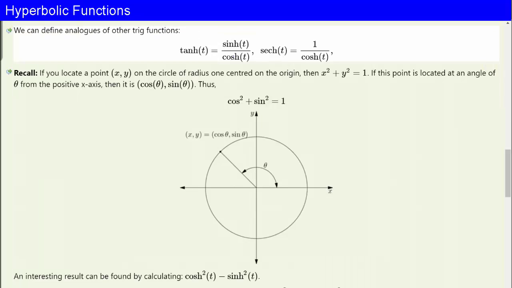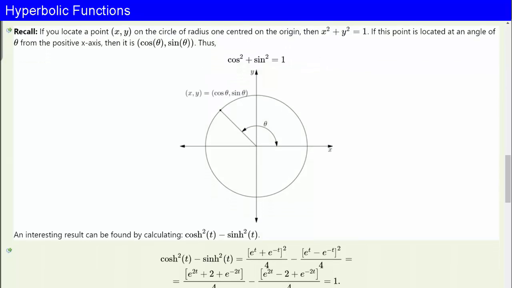You can then define analogs of all the other trig functions. For example, hyperbolic tangent, pronounced tanch, is the ratio of sinh to cosh, and the hyperbolic secant, which I won't try to pronounce, is 1 over cosh. One question that occurred to you immediately is why study these new functions, and why do they have names modeled on the circular trig functions?